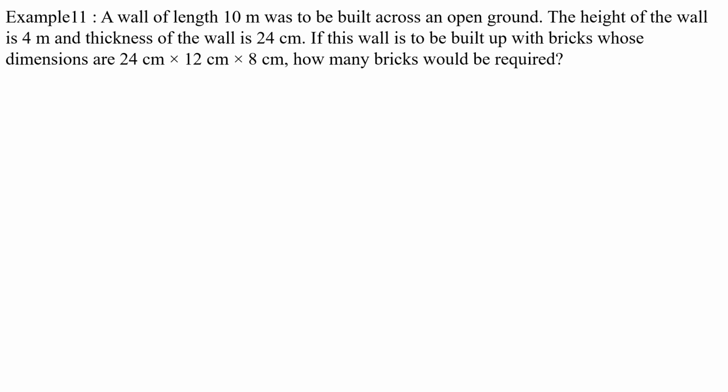Yes, we have to build a wall across an open ground. The length of the wall is 10 meters. The length of the wall is 10 meters. And the height of the wall is 4 meters. And width of the wall, thickness of the wall is 24 meters. This is length, this is height, and this is breadth of the wall.